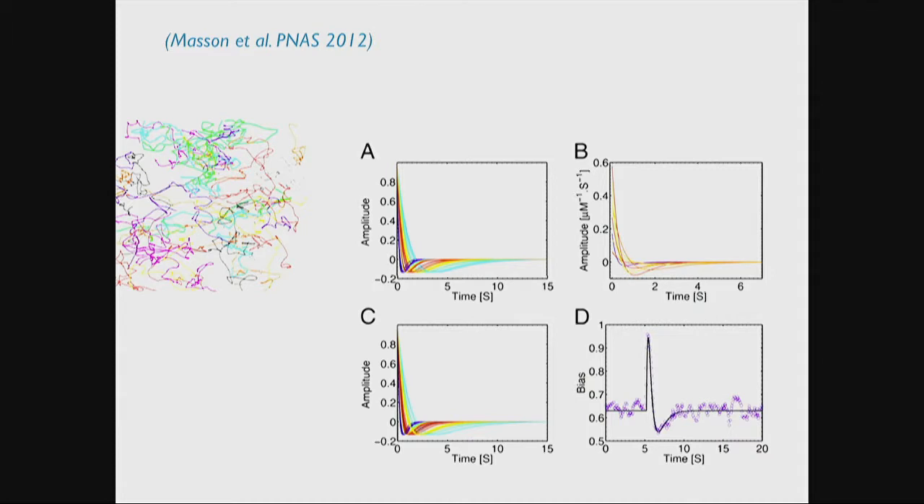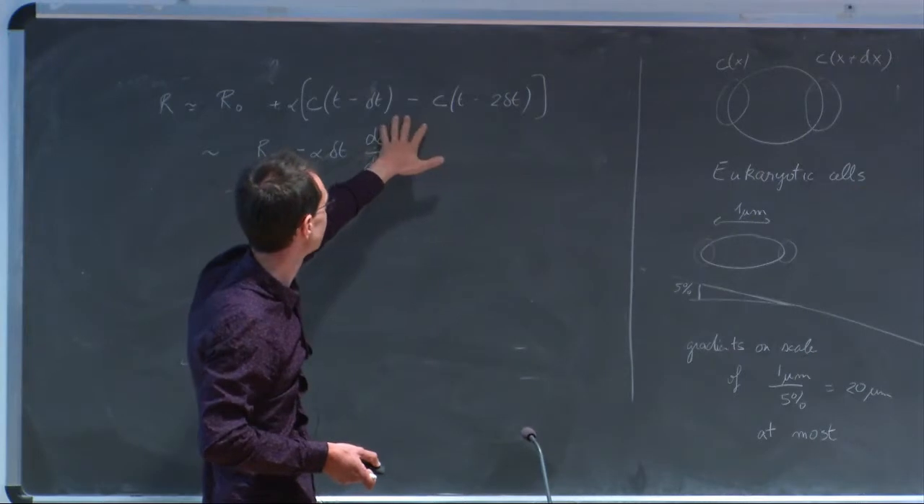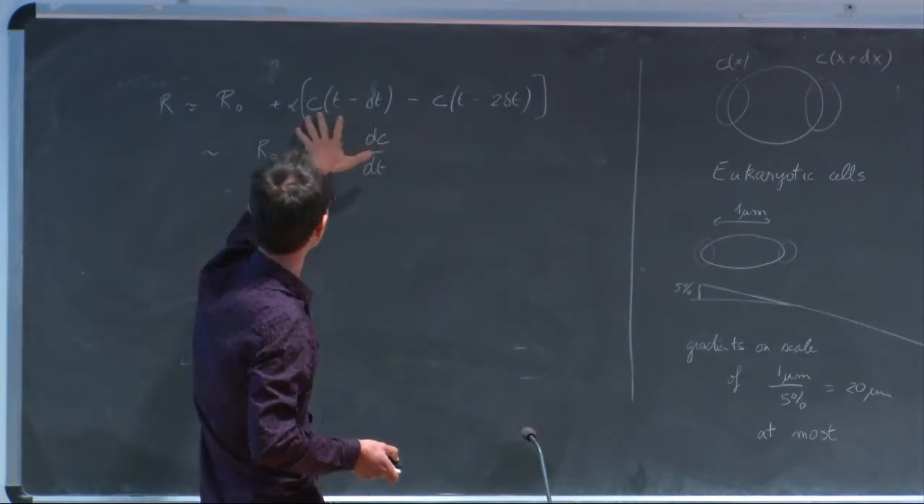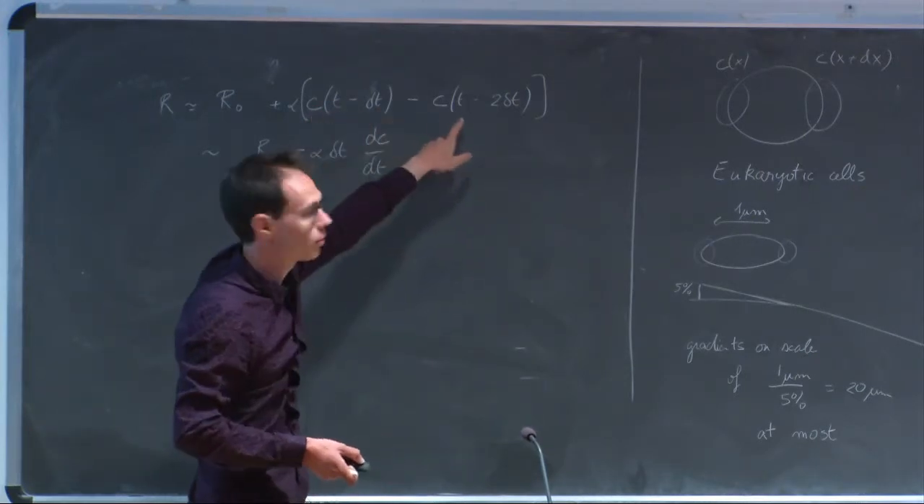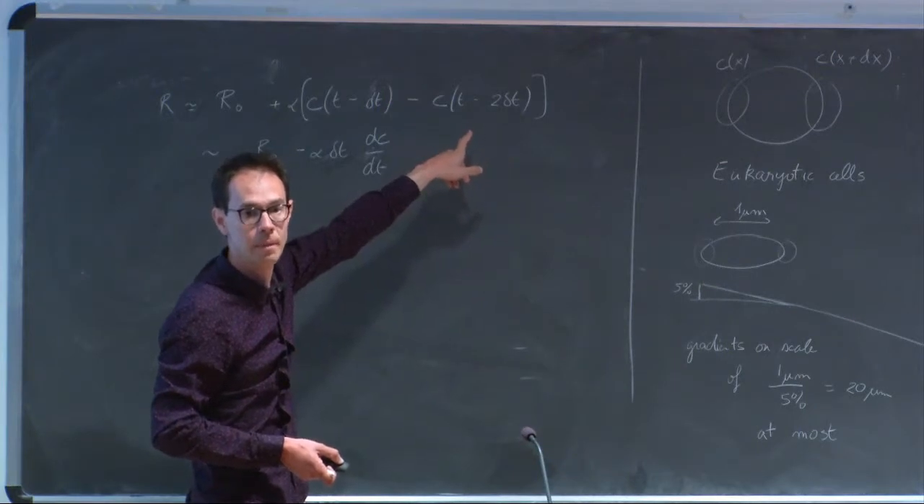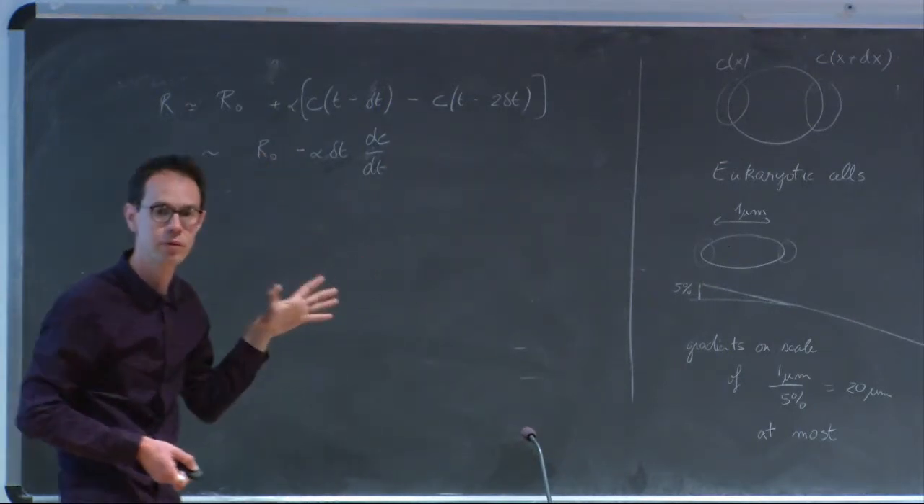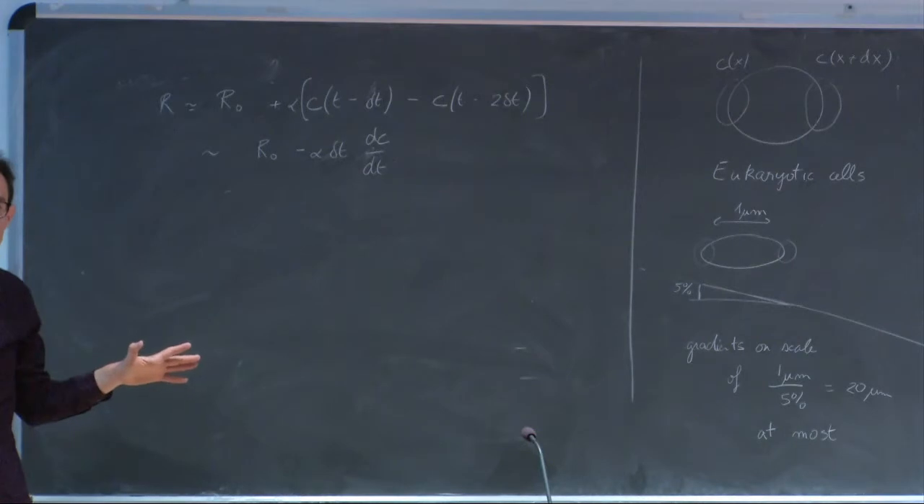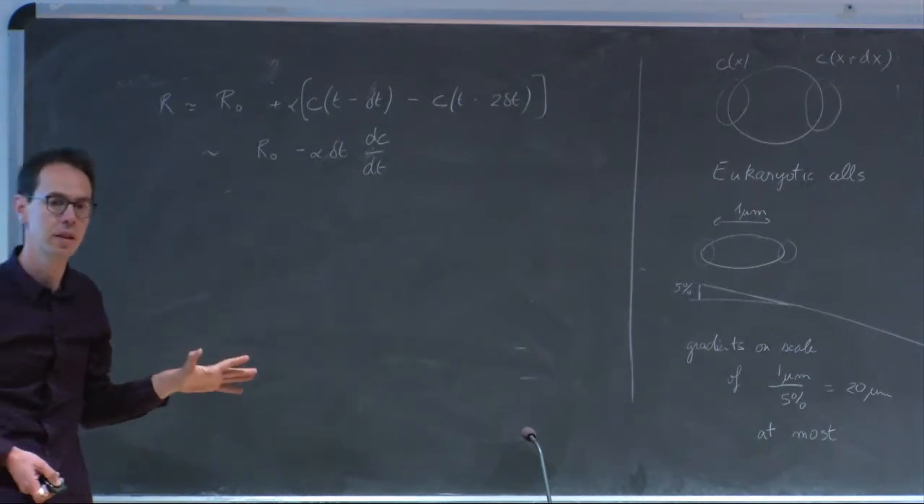The fact that the positive lobe and the negative lobe balance each other exactly is what people call adaptation, perfect adaptation. So why is it perfect adaptation? You can see from this response that if C is constant, these two terms cancel out. So if C is constant, the response is always the same, no matter what C is, okay?